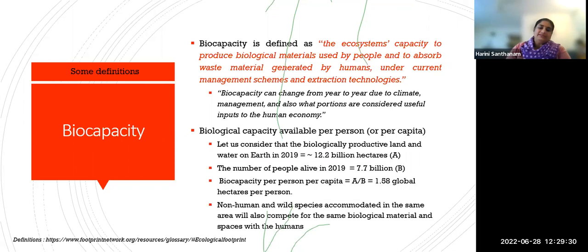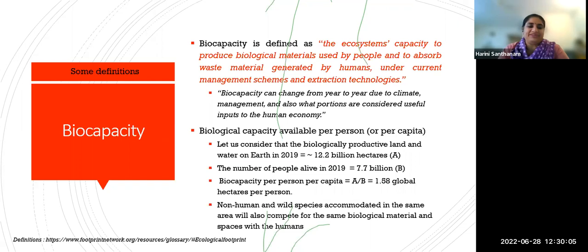Now, how is biocapacity calculated? If we consider that the biologically productive land and water on earth in 2019 is close to 12.2 billion hectares, let us consider that as A. And the number of people alive in 2019 was 7.7 billion, which we consider as B. Then the biocapacity per capita is equal to A by B, which is 1.58 global hectares per person. This is how it is reported.